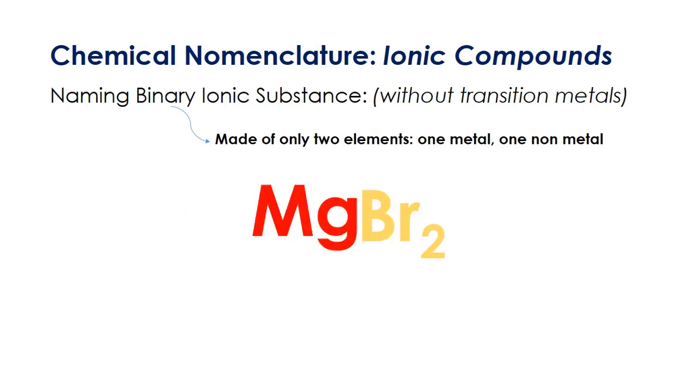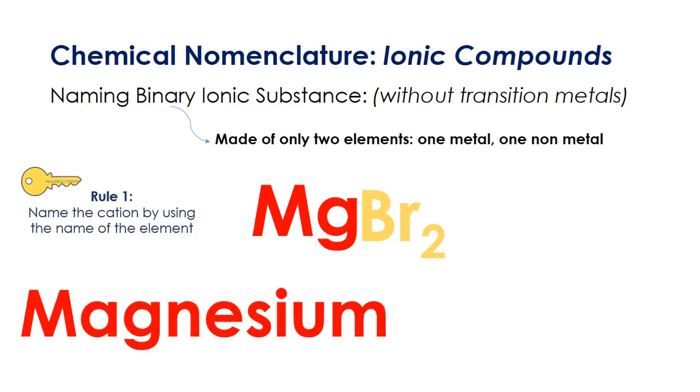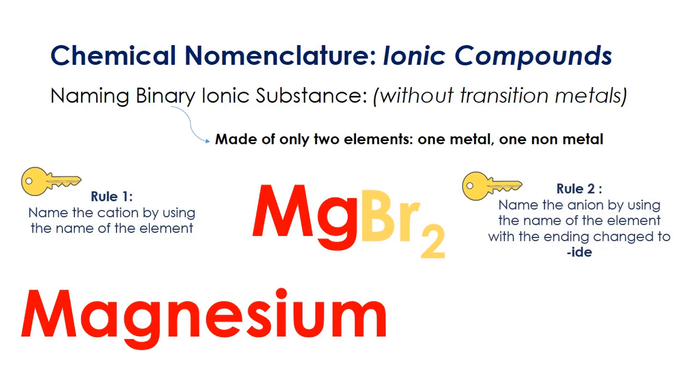What about this example? We still want to use the same rules. The first rule is name the cation by the name of the element, and we know that Mg is just magnesium, and if you didn't know that, you can just look on the periodic table. The second rule is we want to name the anion by the name of the element, and Br is just bromine. But remember, we want to take away the ending and replace it with "ide." So the full name is going to be magnesium bromide.